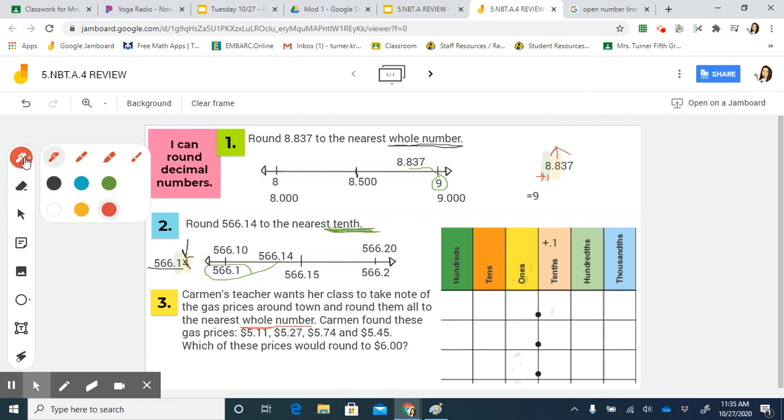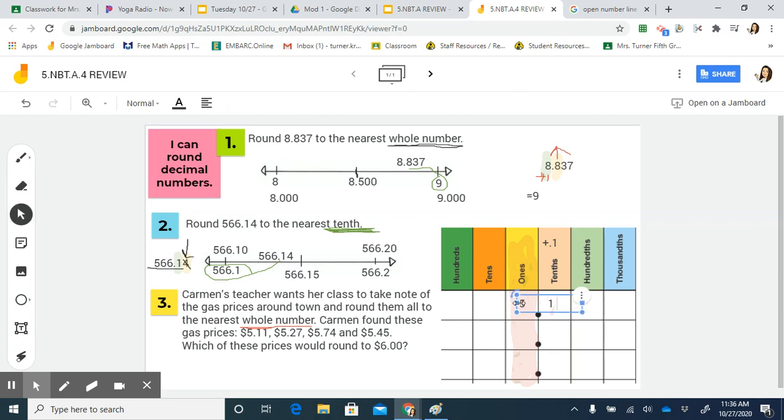And so I'm going to go back up here. I'm going to select my paint, and I'm going to make sure that I know the whole number is the ones. That would be my whole, right? What is the whole? One whole. The ones. Carmen found these gas prices. So we have 5 and 1/10 and 1/100. And then we have 5 and 2/10 and 7/100.